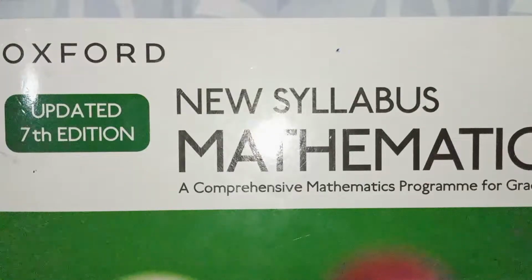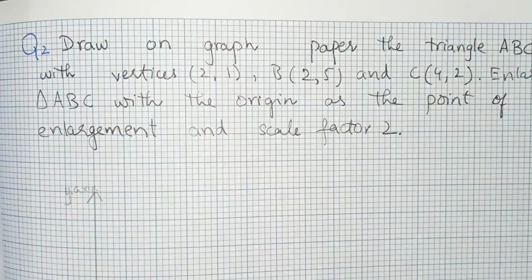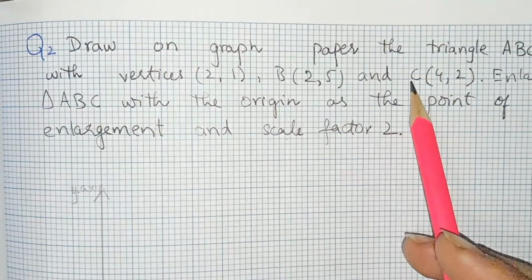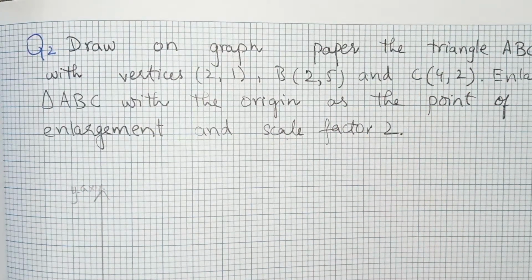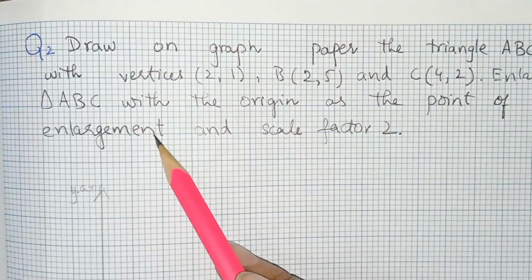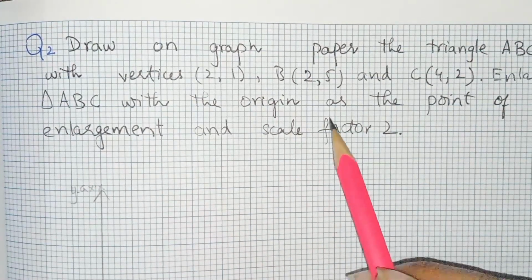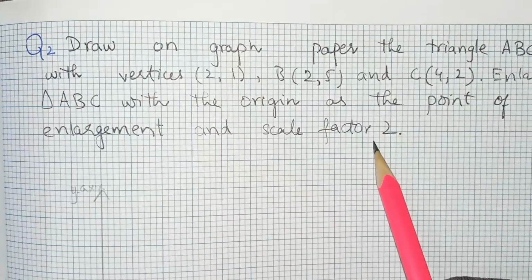This is the book D3 updated 7th edition, and today we will do exercise 12B. Let's start, students. Students, question number 2. Draw on graph paper the triangle ABC with vertices A (2, 1), B and C. These are the vertices of the triangle which are given to us, which we have to plot on this graph paper. Enlarge triangle ABC with the origin as the point of enlargement and scale factor 2.